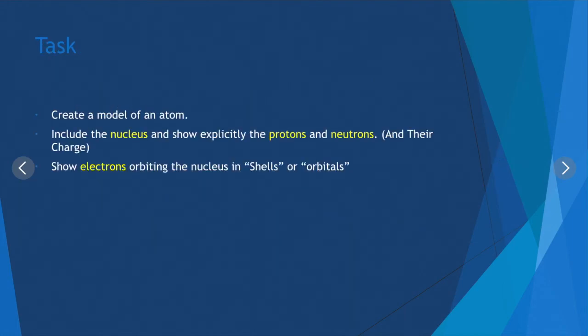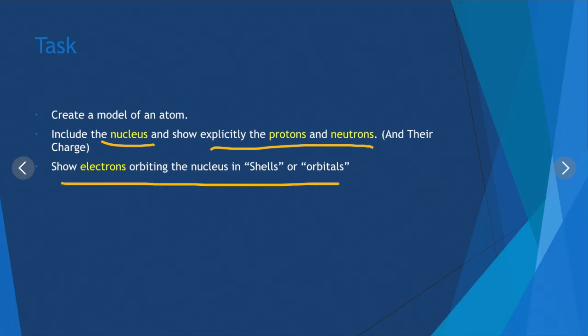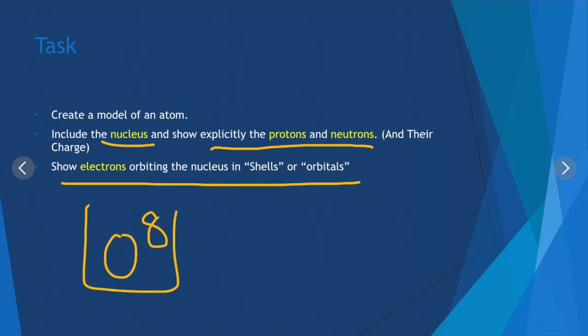So your first project of the year is to create a model of an atom of your choice. The rubric is available in Google Classroom, but here's a quick little overview. It has to include the nucleus. It has to show explicitly the protons and neutrons and their charge. You have to show the electrons orbiting in the shells. It has to be greater than atomic number 8, which happens to be oxygen. So anything beyond oxygen you can make.